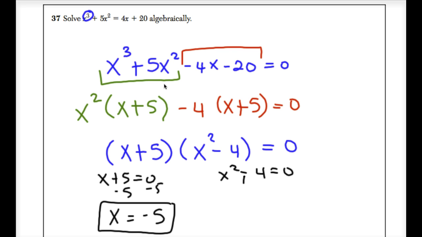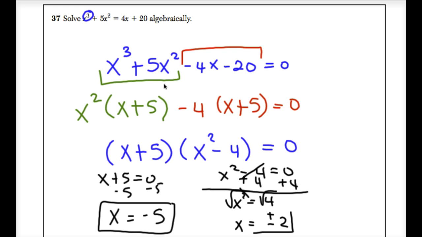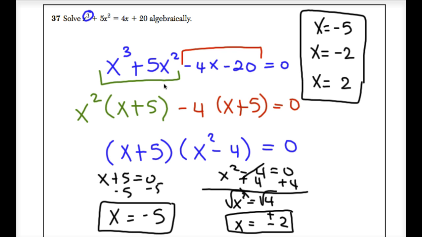Let's solve this side. Add 4 on both sides. X squared is equal to positive 4. How do I get rid of the square? By taking the square root of both sides. This cancels. X is equal to plus or minus 2. Remember, when you take the square root of a number, you get 2 choices. So my 3 answers: x is equal to negative 5, x is equal to negative 2, or x is equal to a positive 2. And again, 4 points for you.